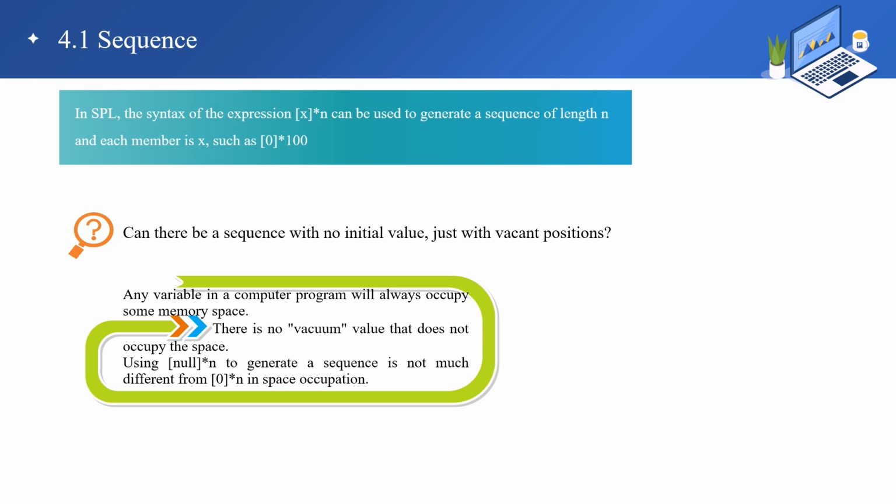You can also use null times n to generate a sequence, but it is not much different from 0 times n in space occupation. In SPL, null and 0 are different, that is, null not equal to 0 will be evaluated as true, similar to SQL, but in some programming languages, null and 0 are the same thing, such as C language. We'll talk about how to generate and process a sequence with uncertain length later.